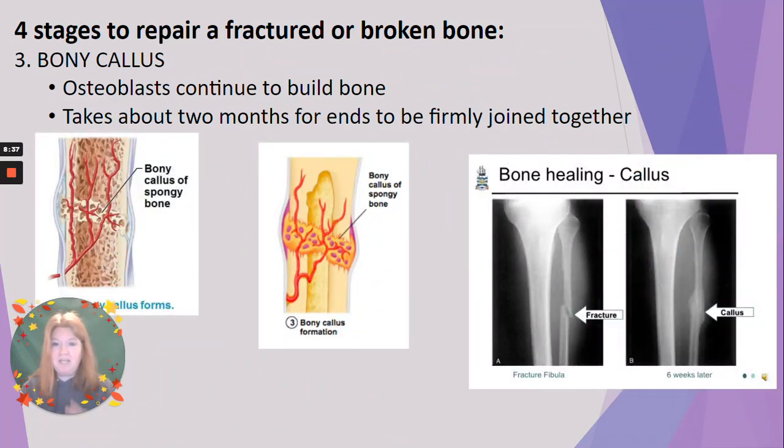Third stage is a bony callus. So now that callus gets replaced with bones. The osteoblasts are now working extra hard and they're building bone. And it may take about 2 months or so for those ends to be firmly joined together. Okay, so how long it will take, it depends on how long they're going to keep you in a cast until you can have a secure bony callus formed. But if you notice, it forms a bump around the bones.